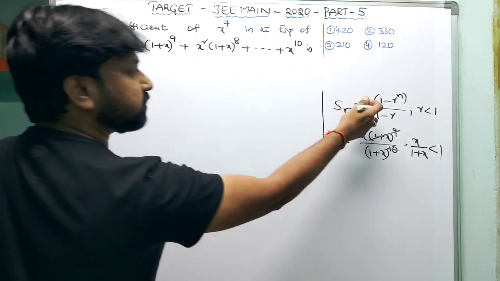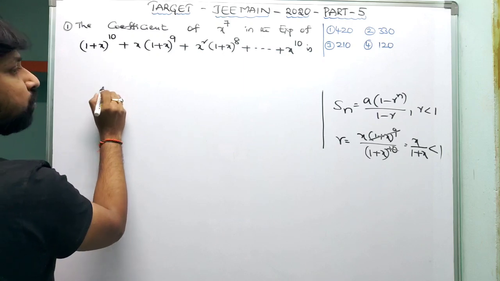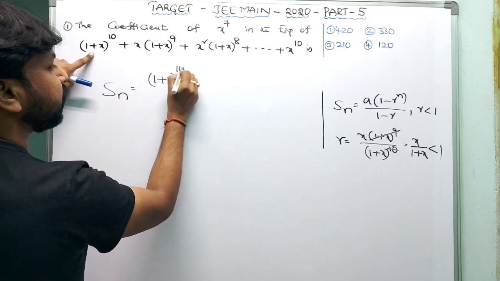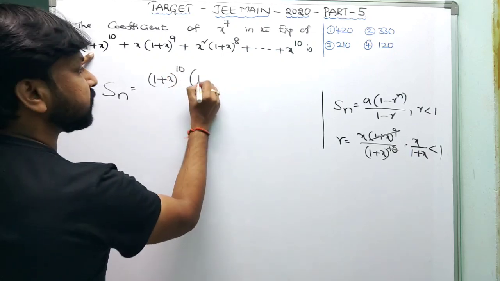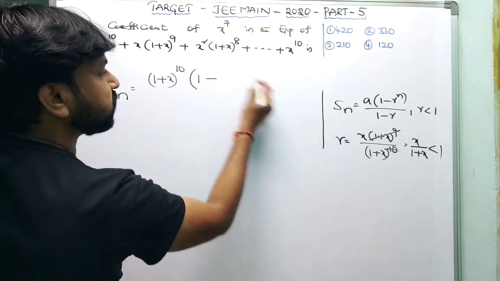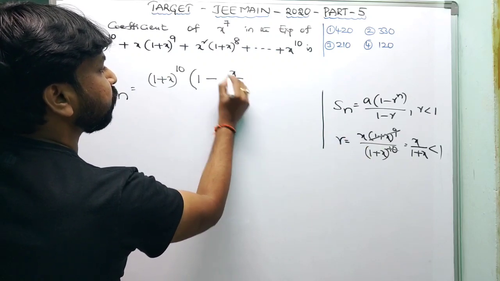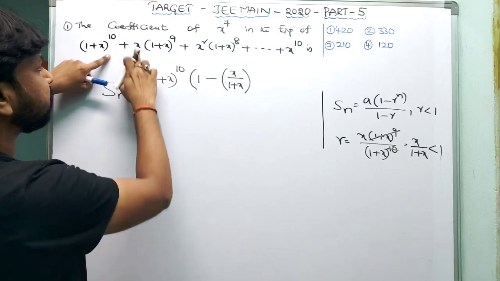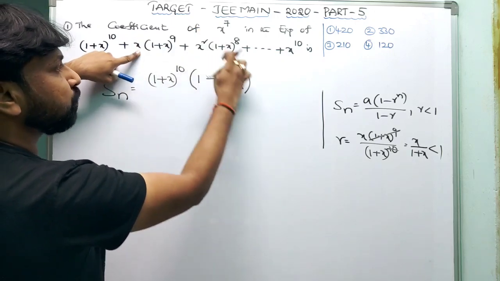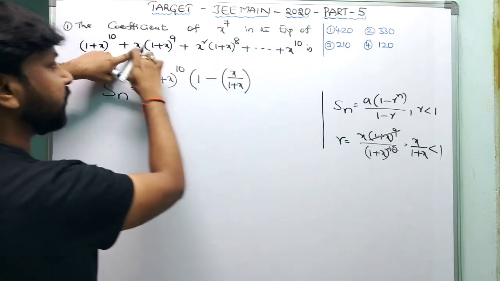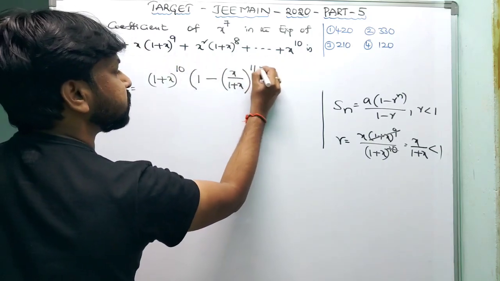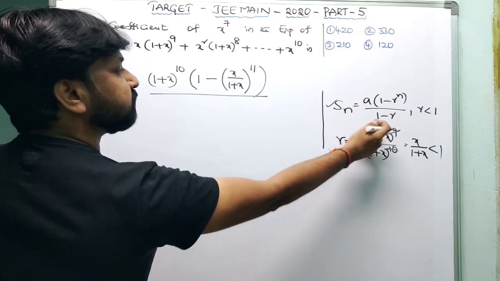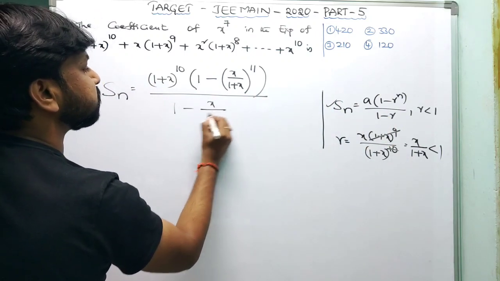The first term is nothing but a, so here we can write Sn is equal to a, that is (1 plus x) whole to the power of 10, into (1 minus r power n) by (1 minus r). R is x by (1 plus x), whole power n. What is the value of n? If you observe the total number of terms, x power 1, x square, x cube till x power 10 means 10 terms plus 1 term. Total number of terms are 11, whole by 1 minus r. 1 minus r means 1 minus x by (1 plus x).